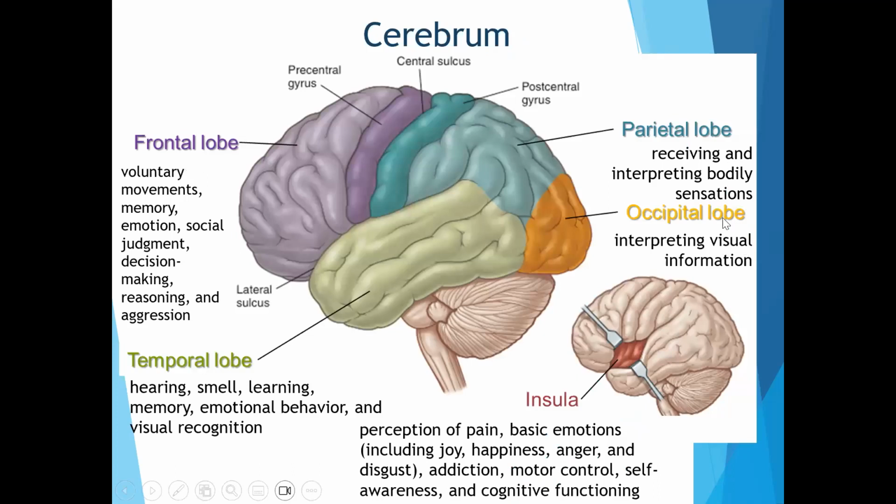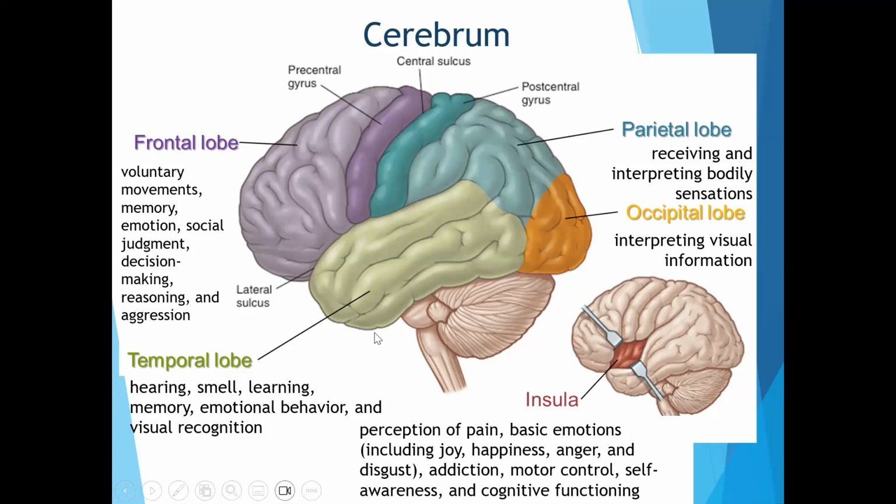Okay, so the cerebrum itself is separated into different regions. Each of these regions, based on what's contained there, has a different role in how it affects us. Our frontal lobe, in the front of the brain, is where a lot of our nerves are contained for voluntary movements. It's also our memory center, and it has a role in emotion and social judgment. A lot of times when people have a frontal lobe injury, their personalities change. They become very impulsive and aggressive.